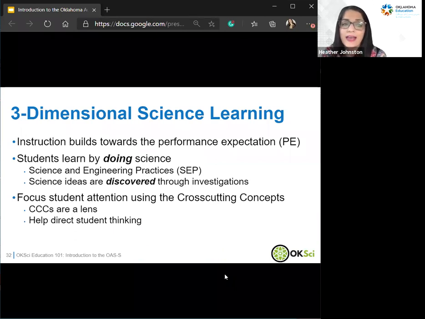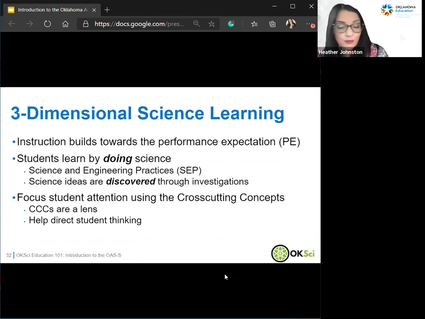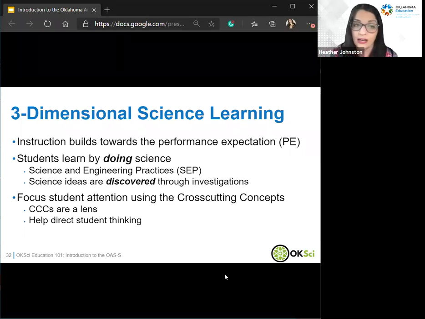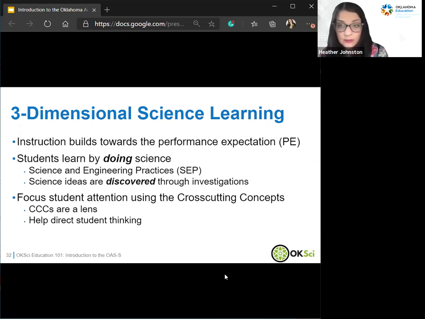And one way that happens is that instruction builds towards it. So we've really got to think about, they can't just start with the performance expectation. What are the structures students need in order to reach that? While each standard does have a science and engineering practice highlighted specifically for that standard, you do not have to do just that one science and engineering practice, because we know that's not reality.